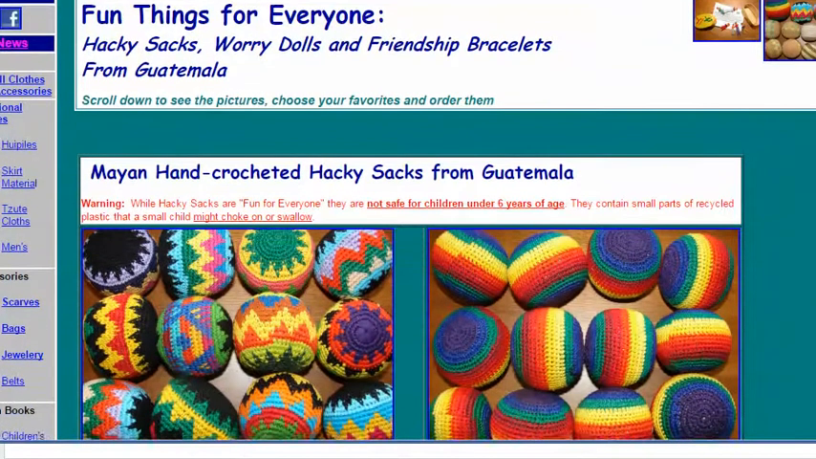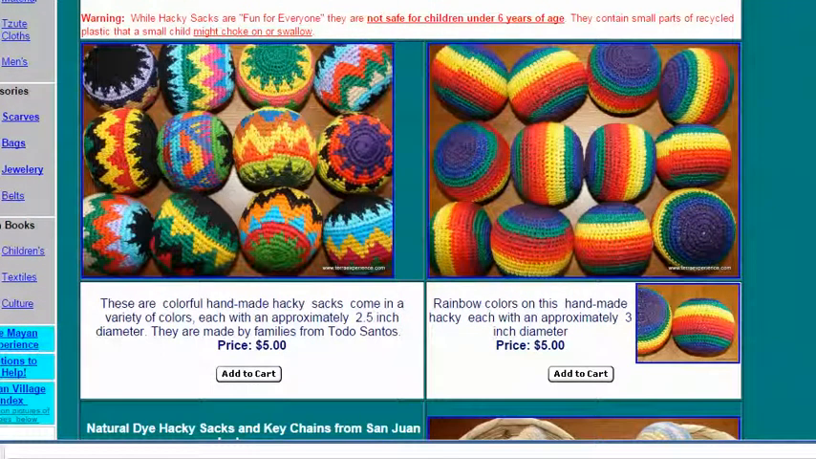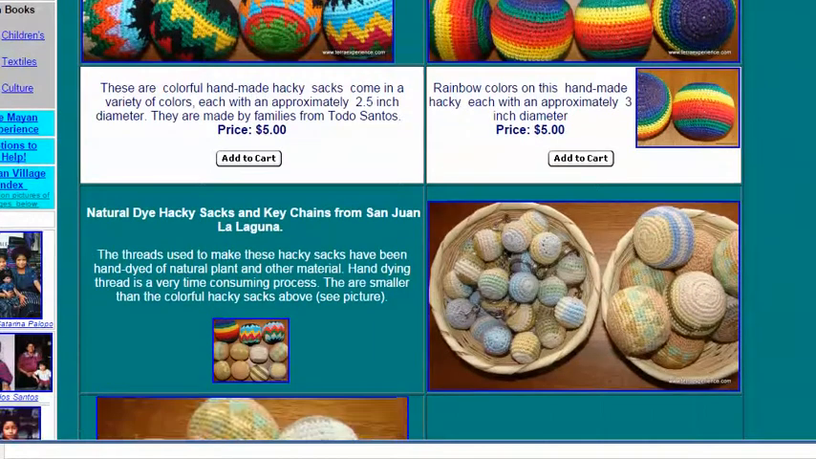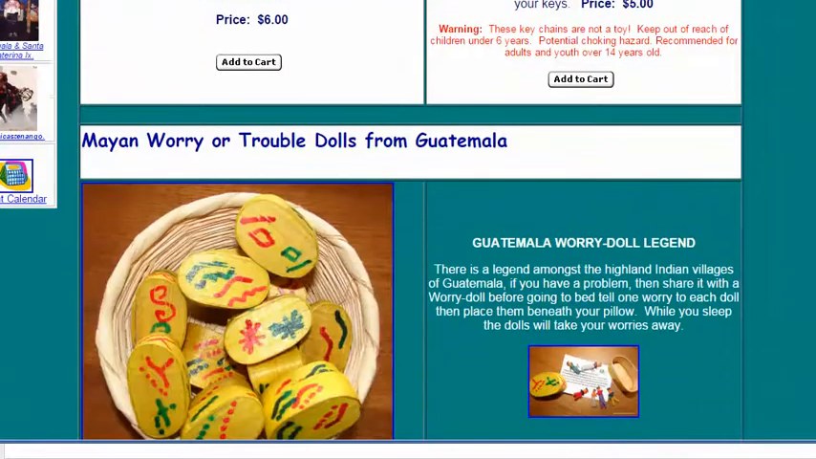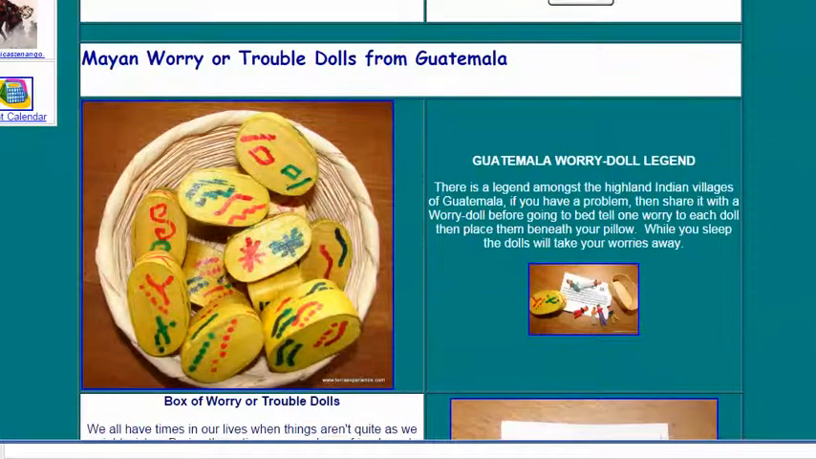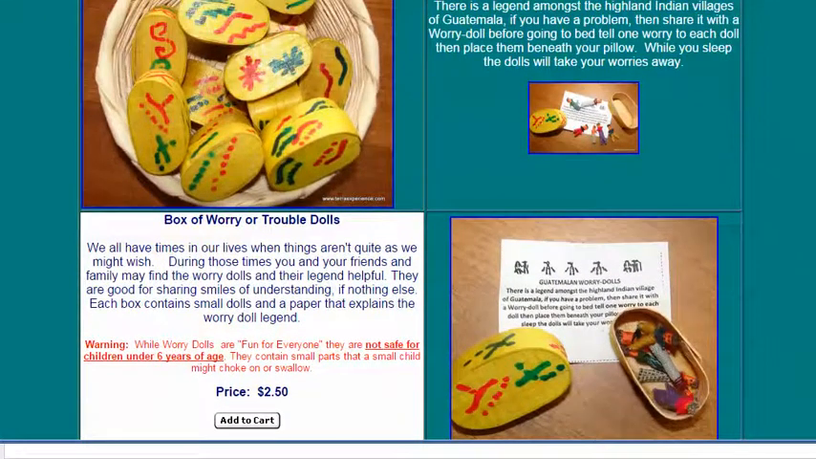All right. So now we're learning what these hacky sacks are, right? What are they, Lian? Can you see my screen? Can you see those balls? Amazing. Just amazing. Oh my God. Guatemala Worry Doll legend. Oh my God. And you see, you got all the cultural experiences straight there.